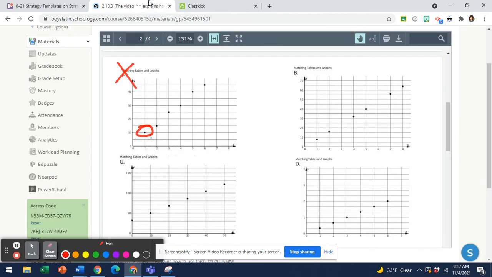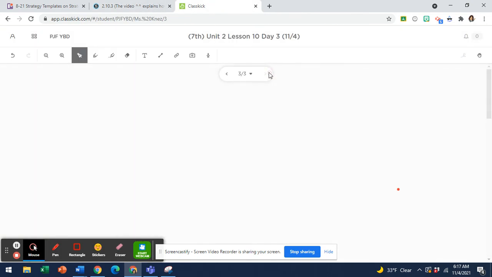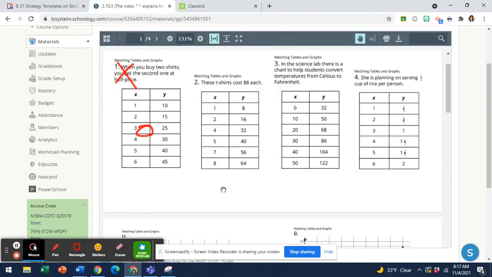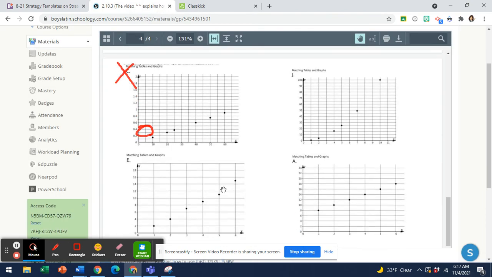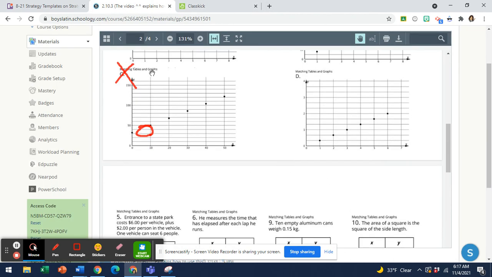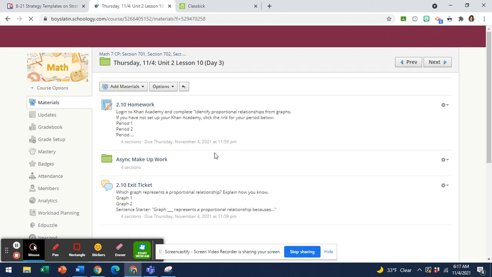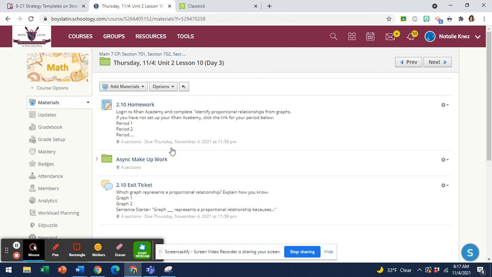And again, that will be on pages 1 and 2 of the PDF. And then to complete the matching activity on slide 3, and that will be on the second 2 pages of the PDF. When you're finished with those activities, don't forget that you also have an exit ticket in the main Thursday folder here and a homework assignment. As always, if you have questions, make sure you send an email to Ms. Knez.